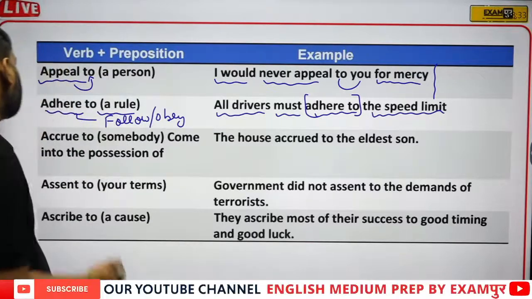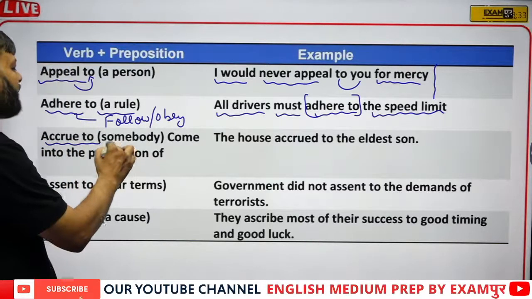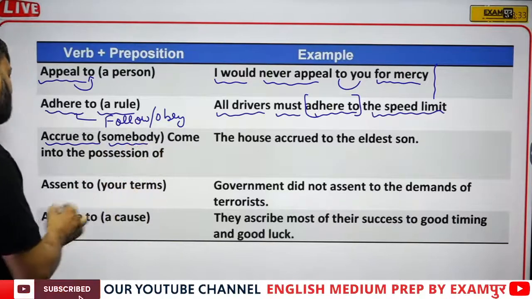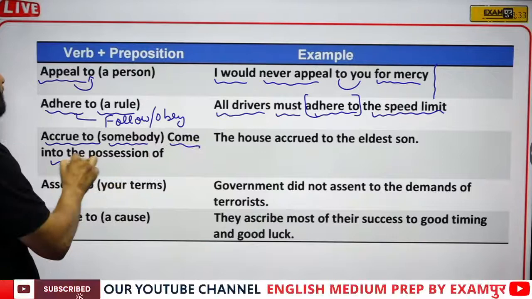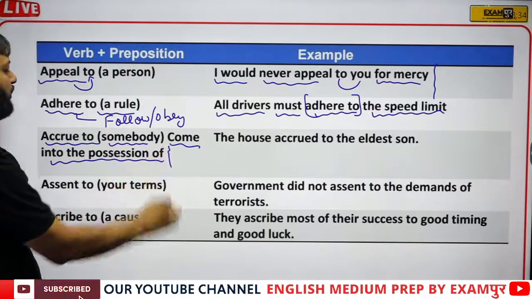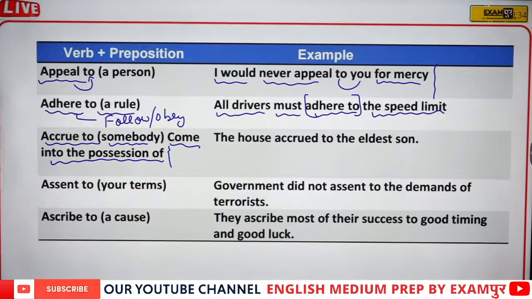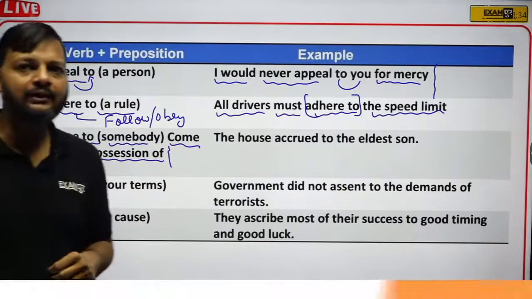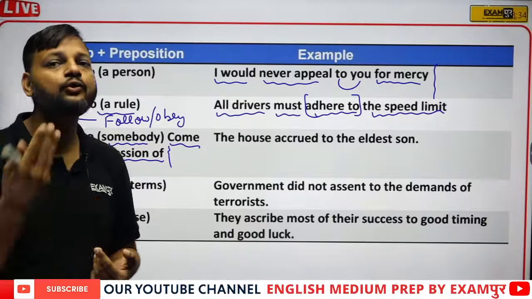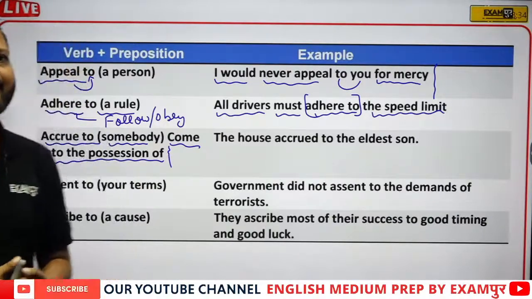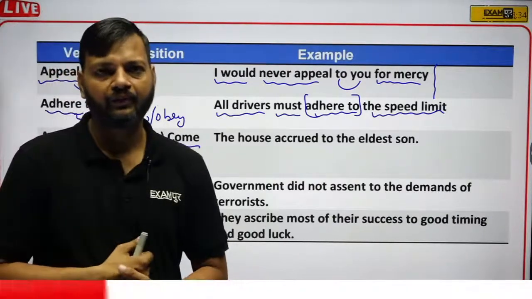Now the next word is accrue to. Accrue to somebody. So accrue to means come into the possession of. When something comes into your possession, it means it accrued to you.